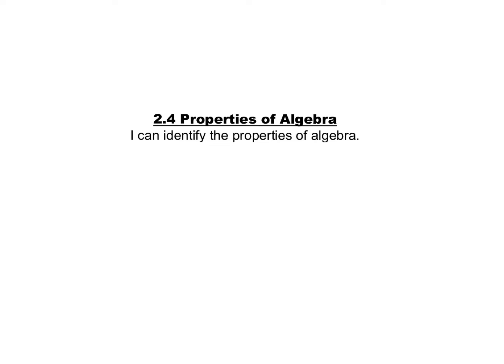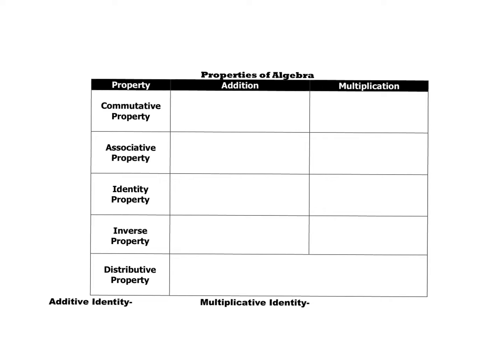In this lesson, we're going to learn about the properties of algebra. So let's go ahead and take a look at the properties of algebra. The first property we're going to look at is the commutative property. And we're going to be looking at the properties of addition and multiplication.